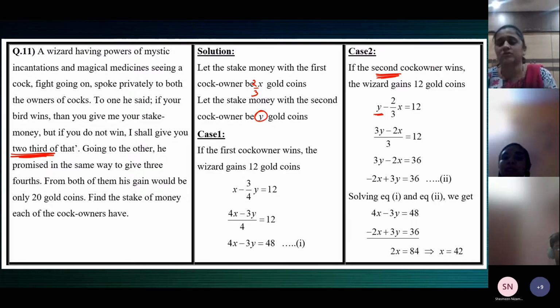So if the second cock owner wins, the wizard will receive Y, the second owner's stake money, and he'll pay the loser. The first owner is the loser, 2/3 of X, 2/3 of his stake money. So 2/3 of X. The difference is 12 gold coins. Because it's given from both of them, his gain would be 12 gold coins.